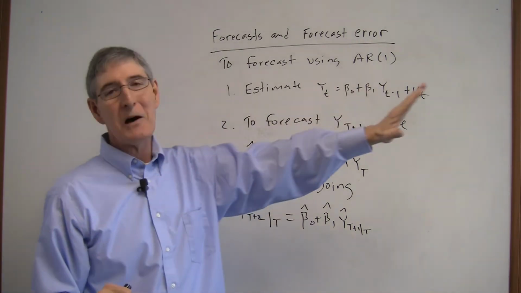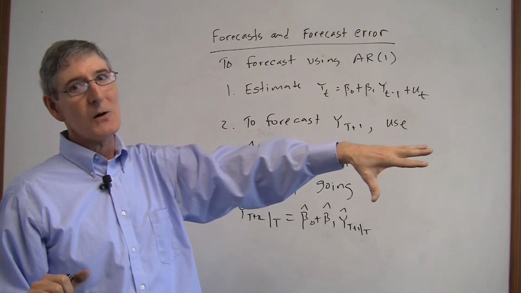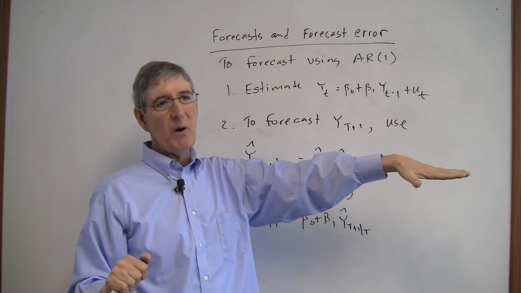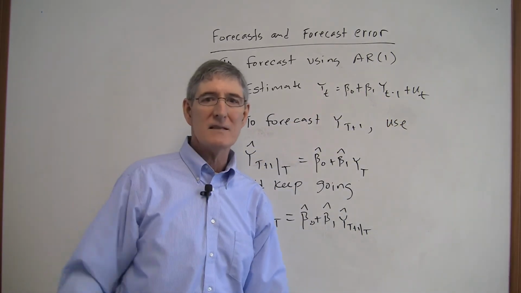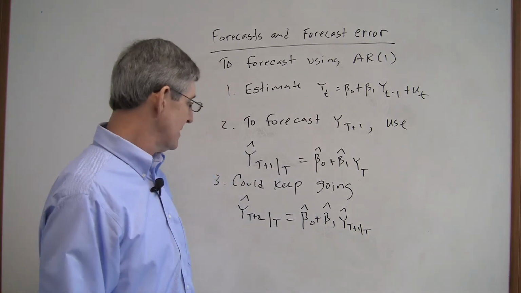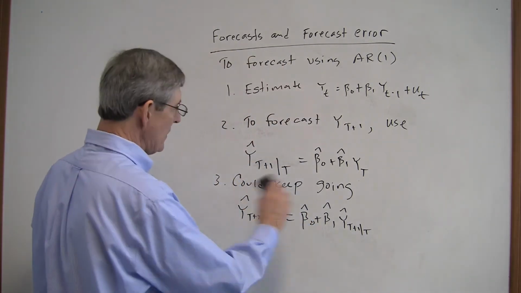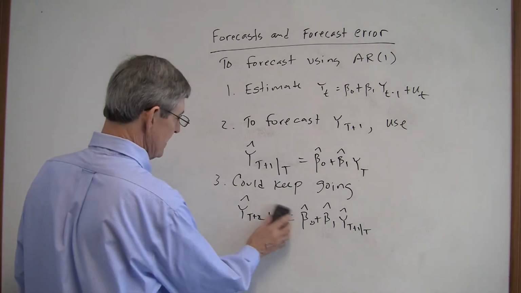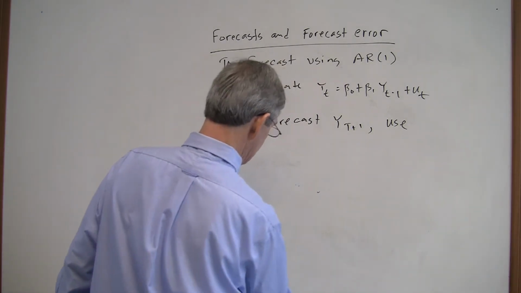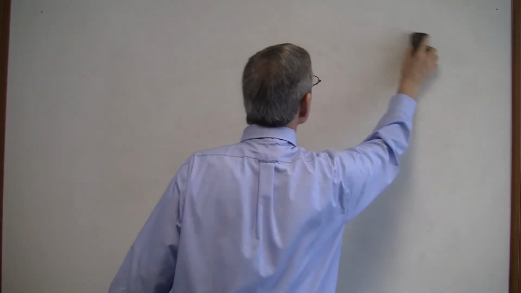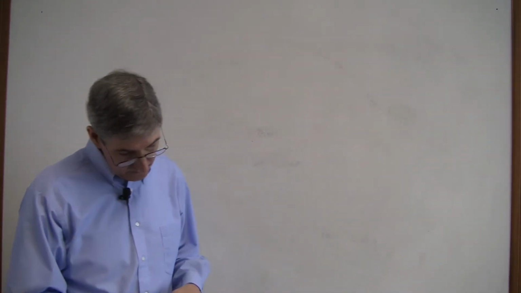Now, the further we go out, the worse those forecasts are going to be. By the time you go out pretty far, if you've got a stationary model, you're basically just forecasting the mean of the series. So we can use this iterative process to produce forecasts. That'll work also with an AR(p). And so when we get there, you could do the same sort of thing.